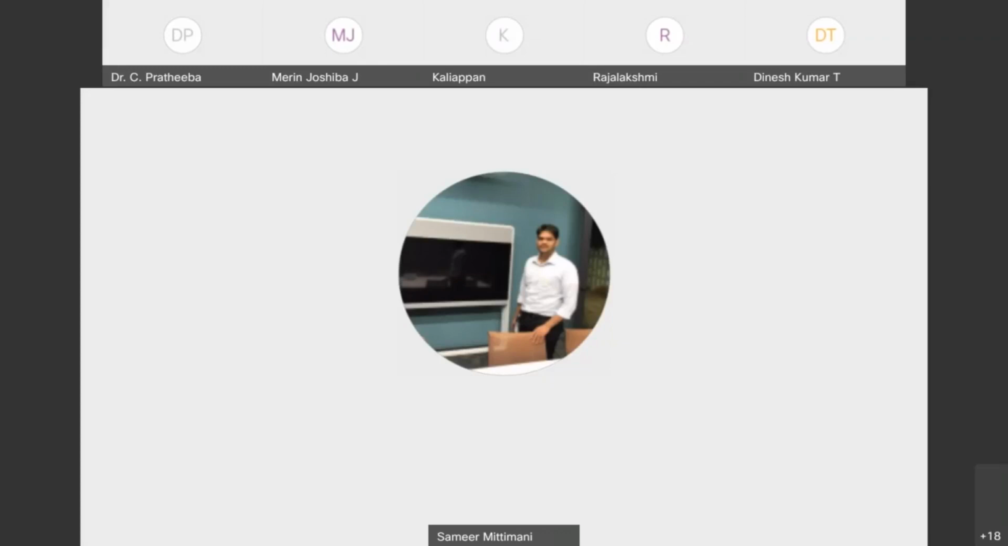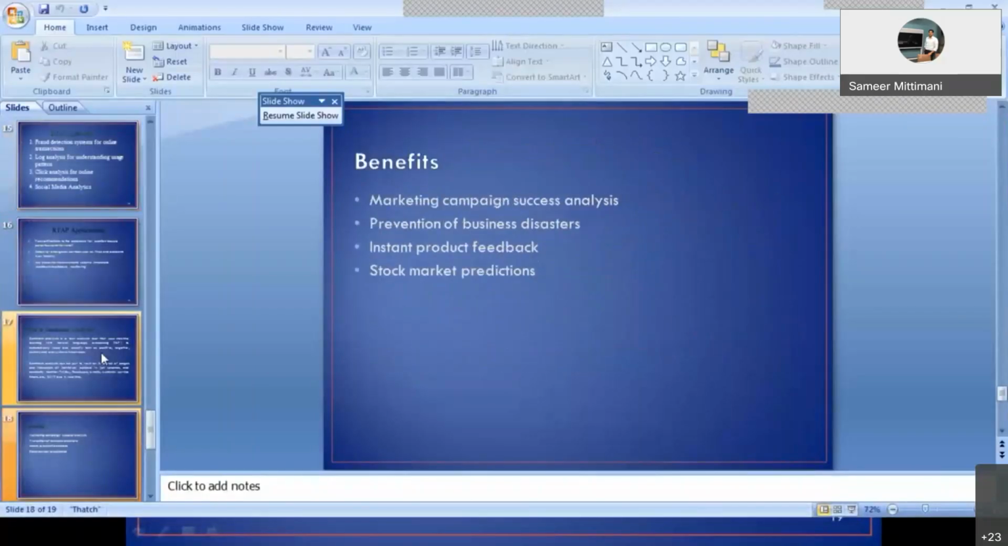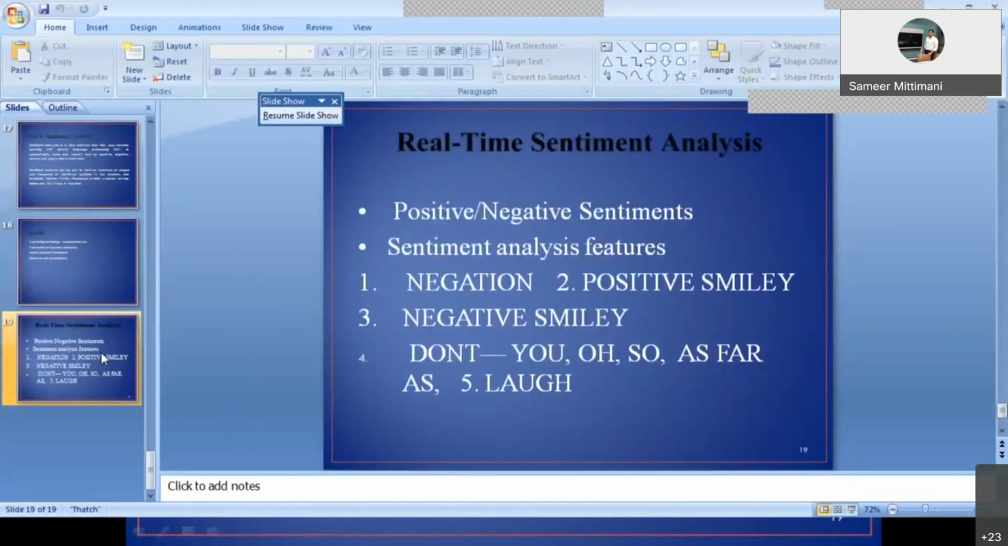Abhishek, the screen is not visible. Let me check. I'm stopping sharing and sharing it again now. Yeah, it is visible, sir. Now only it's sharing. Yeah, it's visible.